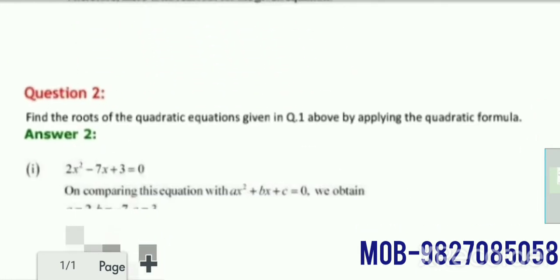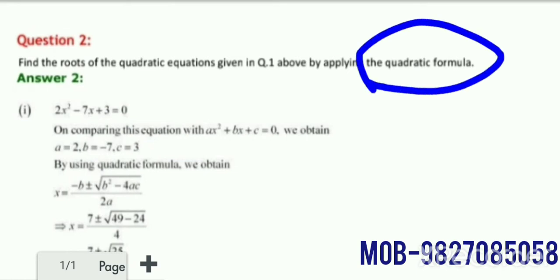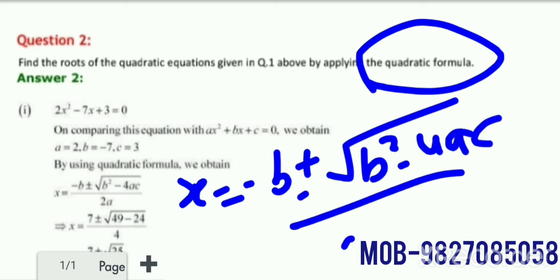Now question number 2 is find the roots of quadratic equations of given equations above. Now the equations given in the first question, we have to find their roots, but using the quadratic formula. Now quadratic formula is x is equal to minus b plus minus root of b square minus 4ac upon 2a. That is our quadratic formula.